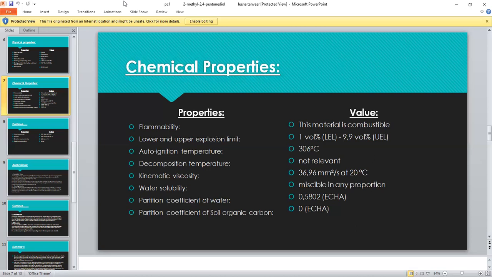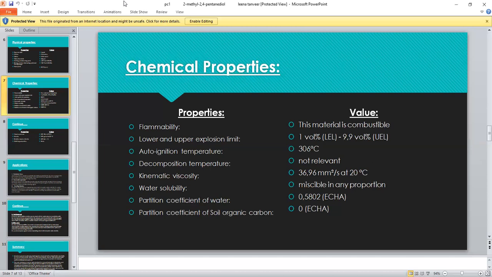Partition coefficient is the ratio of the equilibrium concentration of a dissolved substance in a two-phase system that consists of largely immiscible solvents. There are two types of partition coefficient described, that are water and soil organic carbon. For water, its value is 0.5802, and for soil organic carbon, it is 0.